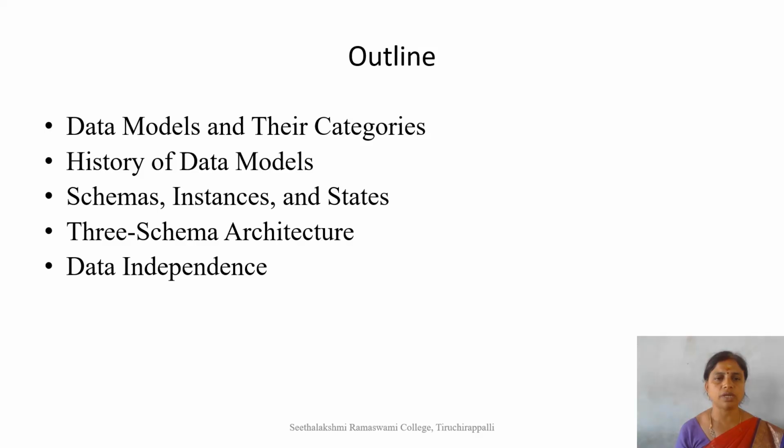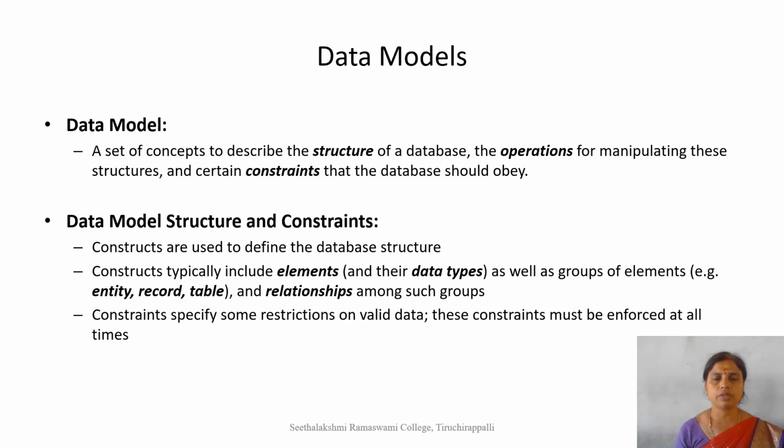The outline of today's session is data models and their categories, history of data models, schemas, instances and states, three schema architecture, and data independence. First, we are going to see about data model. A data model is a set of concepts to describe the structure of a database, the operations for manipulating these structures, and certain constraints that the database should obey.